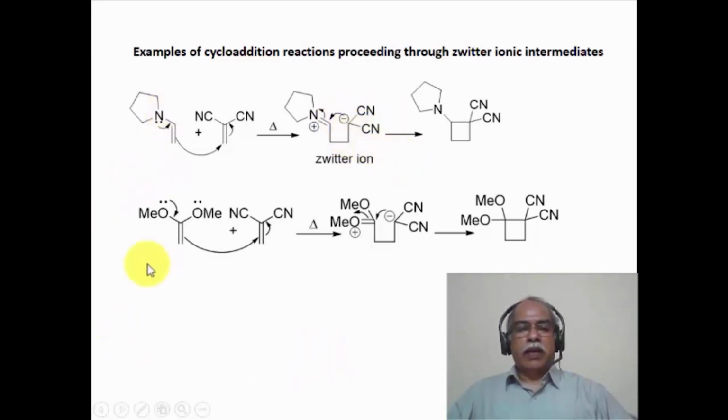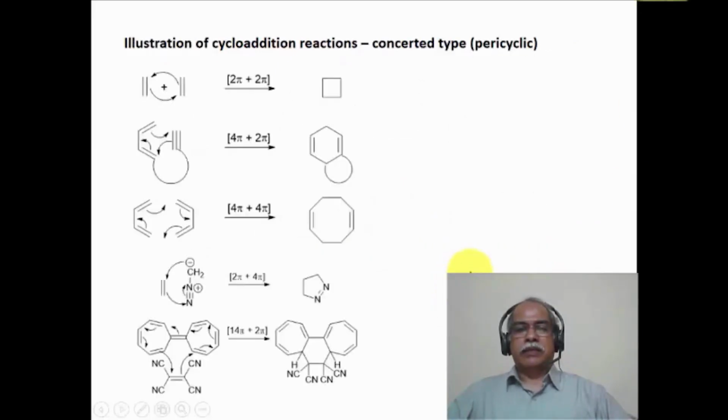Instead of having an enamine, one can have an enol ether. This is a ketene acetal is what the structure represents. Ketene is C double bond O. This is the acetal of the particular carbonyl functional group in the ketene. So this is called the ketene acetal. Ketene acetals also undergo cycloaddition reaction with the dicyanoethylene through the formation of the zwitterionic intermediate, which are 1,4 diionic substances. This intermediate essentially collapses to give the cyclobutane derivative that is shown here. So these are examples of non-pericyclic, non-concerted cycloaddition reactions.